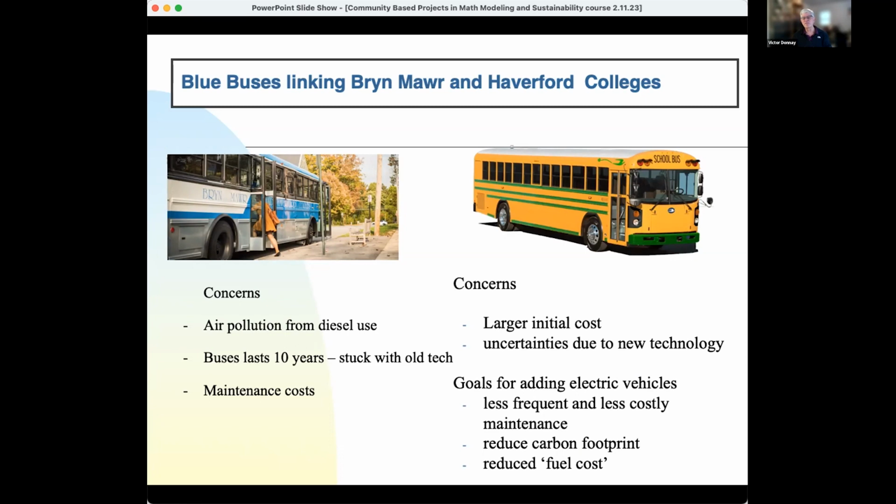The first company that visited, actually, their EV bus ran out of charge in our parking lot, and they had to get it towed because they were such neophytes, they didn't know what they were doing. So that kind of put a kibosh on things. But some positives: much less costly maintenance, reduced carbon, reduced fuel costs, the fuel being electricity.